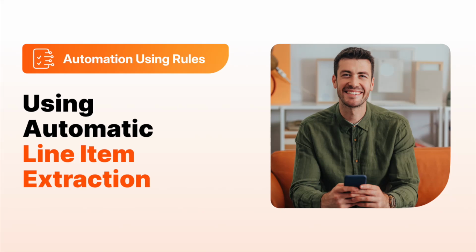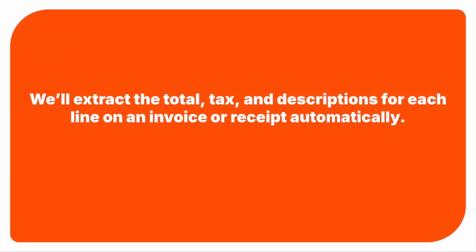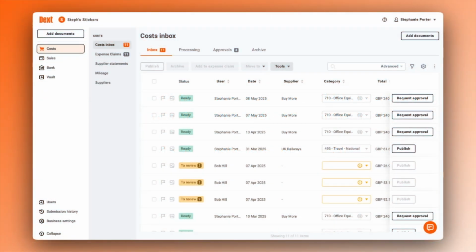You can turn automatic line item extraction on in Dext and have the total, tax and descriptions for each line on a receipt or invoice automatically extracted, saving you time and effort. You can turn this on for individual suppliers by navigating to Suppliers under Costs.